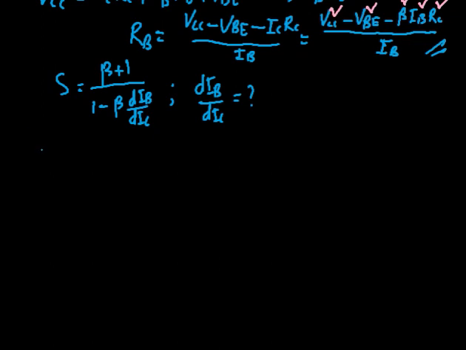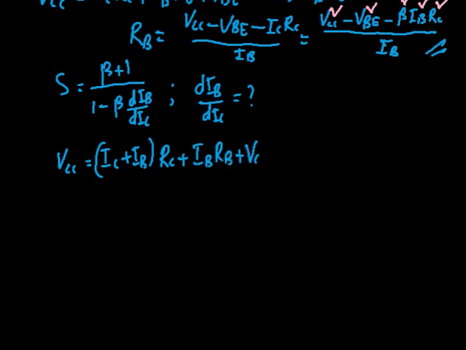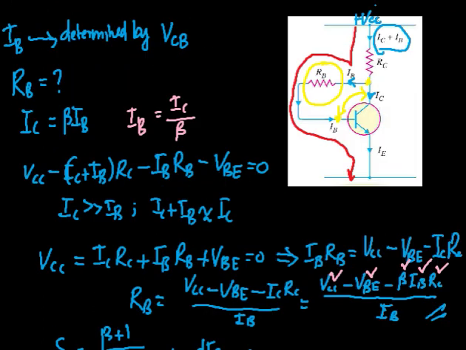That is, to get the value of dIB by dIC, consider the equation VCC is equal to (IC plus IB) RC plus IBRB plus VBE. This is the Kirchhoff's law for this red line portion.